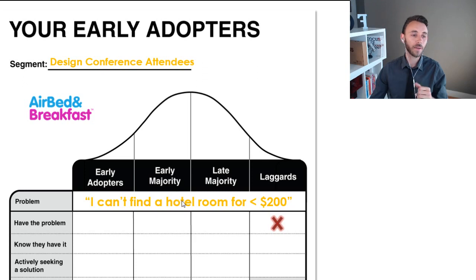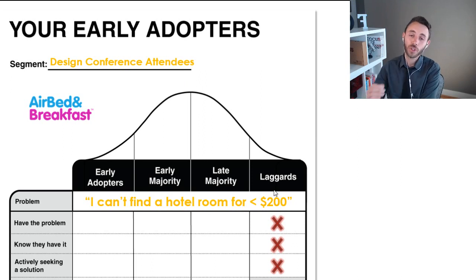So by that I mean someone who's going to this design conference and got their hotel room 6 months ahead of time, they do not have this problem. They got a good deal on their hotel rate, which means they are not going to be an early adopter for sleeping on some apartment floor airbed, right? So because they don't have this problem, they don't know that they have the problem, and they are not actively seeking a solution to this problem.